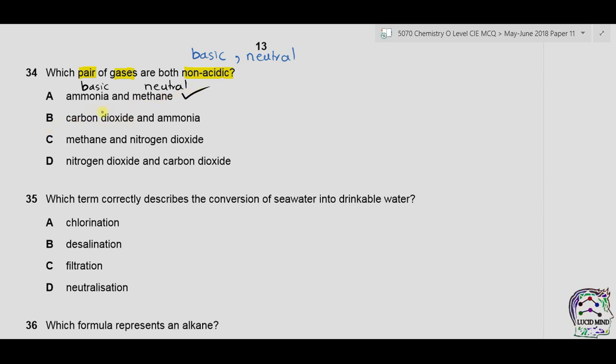B is carbon dioxide, which is acidic. So this is incorrect because both should be non-acidic. In part C, we have methane, which is neutral, and nitrogen dioxide. Again, nitrogen dioxide is acidic. So this is also incorrect. In D, we have nitrogen dioxide and carbon dioxide. Both are acidic in nature, so D is also wrong. The correct answer is therefore A.